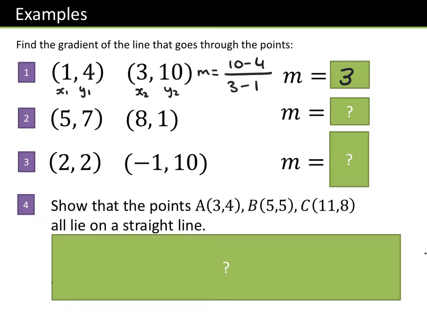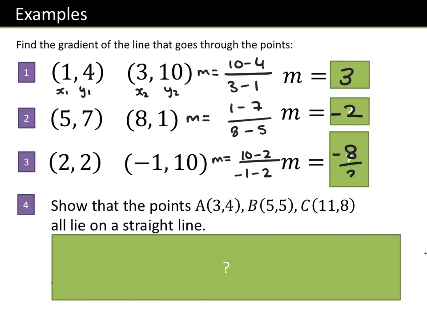Okay then, so what we're going to have for the gradient is 1 minus 7 over 8 minus 5. 1 minus 7 is minus 6. 8 minus 5 is 3. Minus 6 over 3 is minus 2. For the second one, we're going to get 10 minus 2 and minus 1 minus 2, which is 8 over minus 3. So minus 8 over 3.